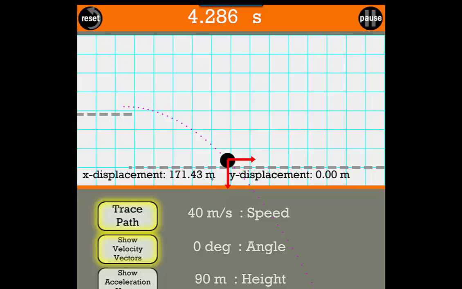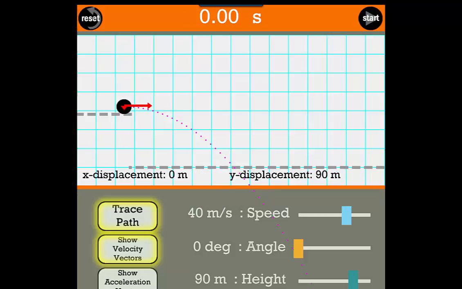If we are talking about this path and we want to find out the displacement, let's look and see what happens. Oh wait, at the top it even shows that it took 4.286 seconds. So from 4.286 seconds and the displacement, if I didn't give you what the initial speed was, you could figure that one out.